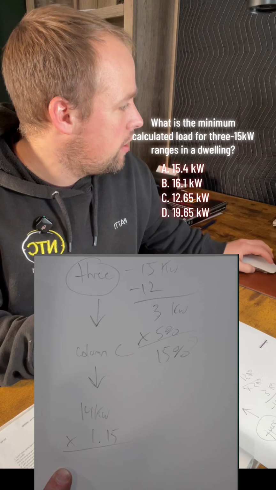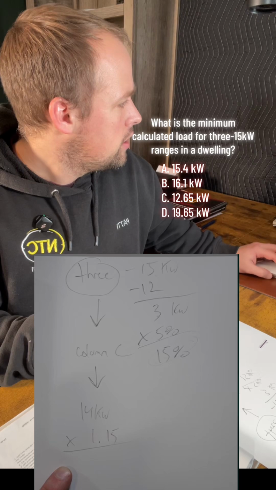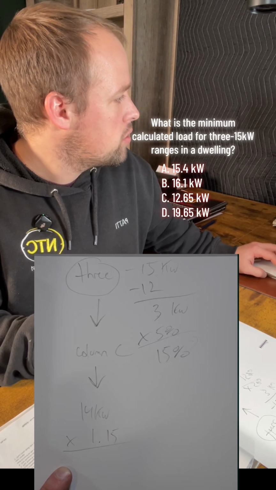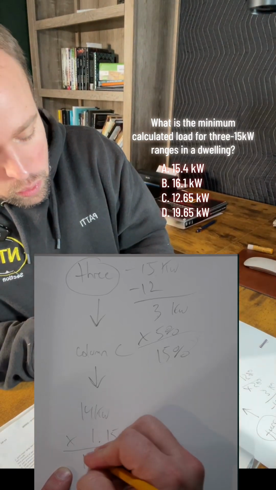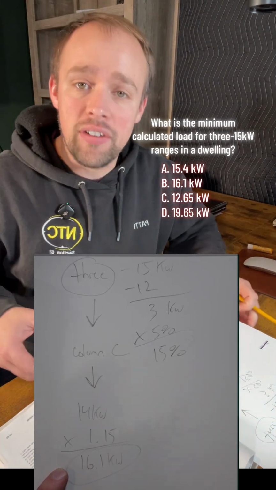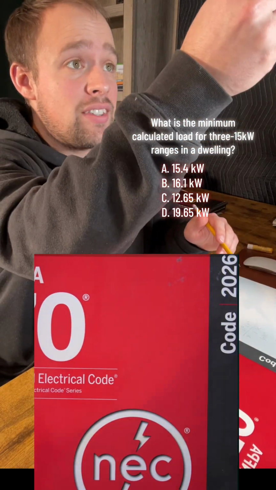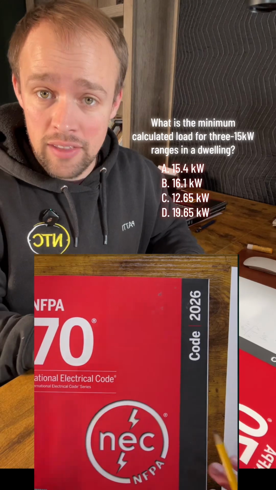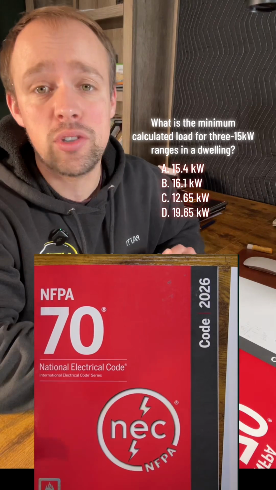So let me get my calculator out. Okay, we have 14 times 1.15 and it's going to give us 16.1 kW. That is going to be my final answer. Guys, in my head, this is basics. This is fundamental, okay? This is not the type of question you're going to see on your licensing exam. On the licensing exam, it's only going to be harder.